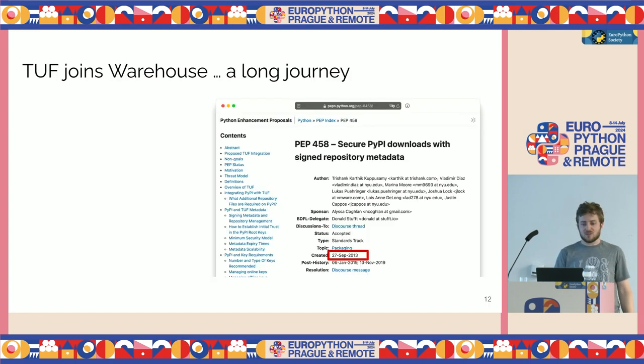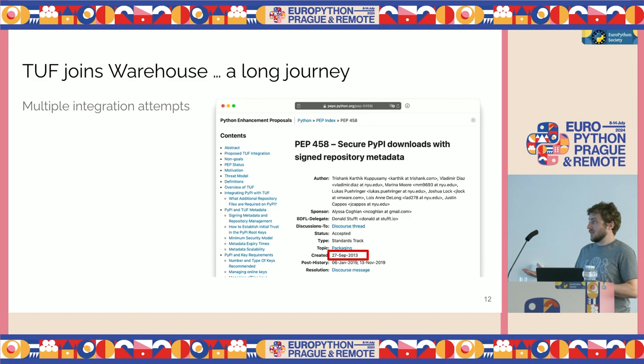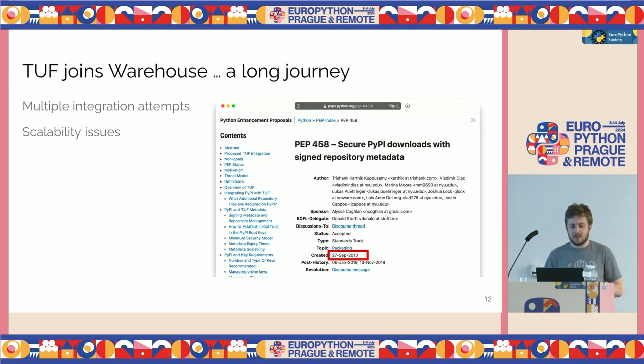Talking about the journey, how TUF joins Warehouse: the PEP, which describes how TUF should go into PyPI, was authored more than 10 years ago, and TUF still hasn't made it into production in Warehouse. There are several reasons. One, I think, is the not negligible complexity of the system, and that it's an all or nothing solution. Then it's also an engineering problem. There have been multiple integration attempts. They failed for different reasons. One was because the original TUF Python library had scalability issues. So we rewrote that. Now we have a really good Python TUF library, which is used by many, many users. I'll talk about that later in production.